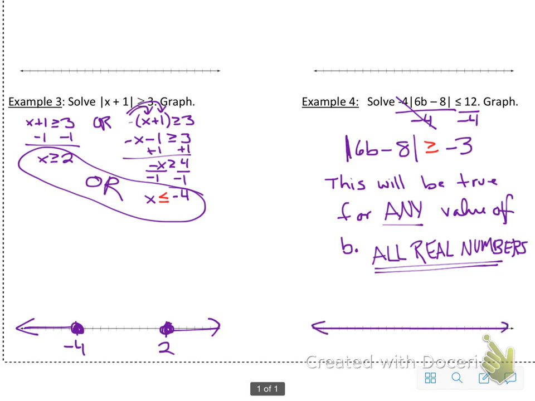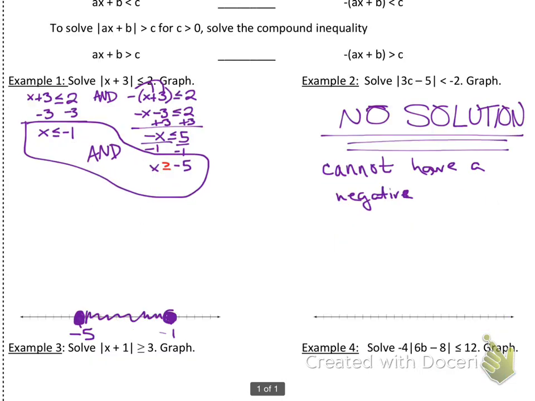Okay? So if it's always going to be true, then you have all real numbers. If, like in example 2, it is never going to be true because you can never have a negative absolute value, then it's no solution. If it's neither of the two, you've got to work it out and then graph it. Okay, those are your options. So, greater, and it's or, less than, and it's and.